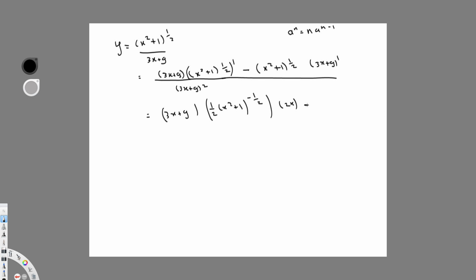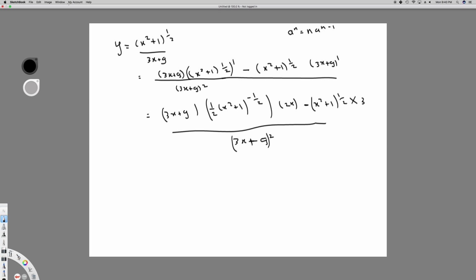And then this one remains the same, (x square plus 1) to the power of half. Then the other one is 3x plus 9, so we do the same thing. The derivative is going to be 3 times x to the power of 0, which is 1, so that's just 3, divided by (3x plus 9) square. That's all. Then you can simplify or whatever you want to do, but this is the final answer.